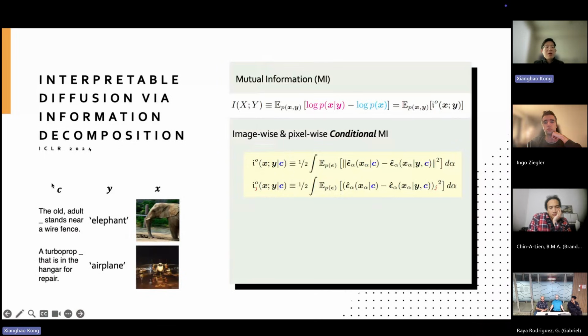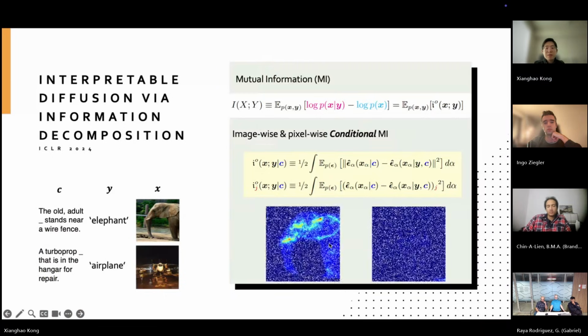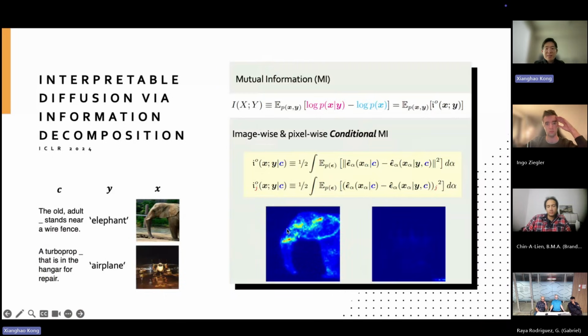So ideally, because the C has some background information that is not so related to the information in Y, when we calculate this conditional mutual information, it will give a more specific heat map. It will highlight more pixels of the elephant instead of the background. So in the first example, with success, we highlight more pixels of the elephant, right?